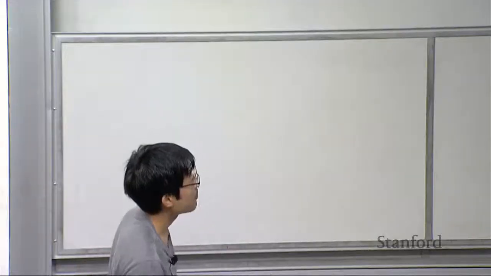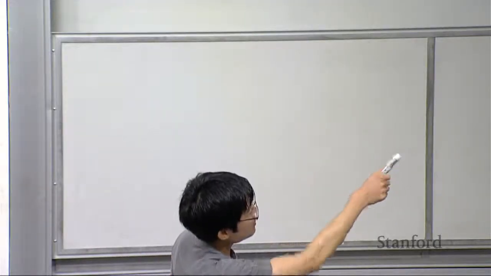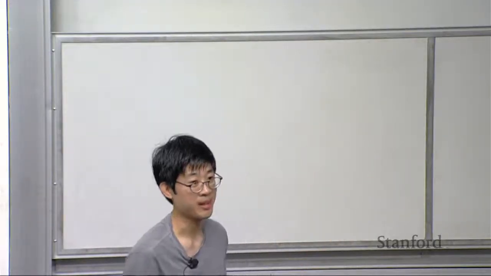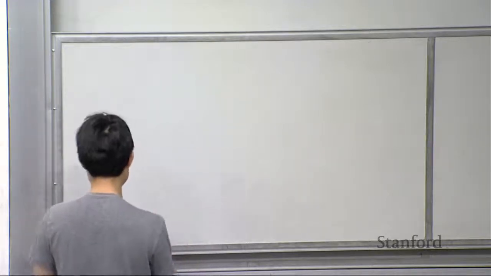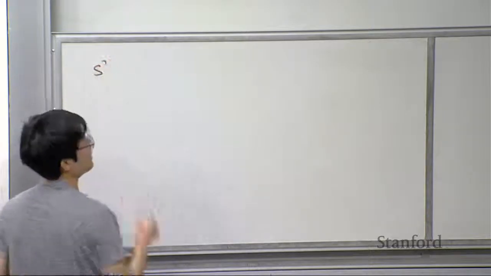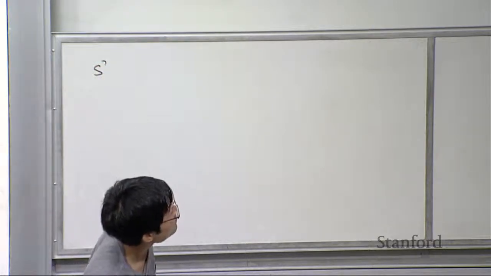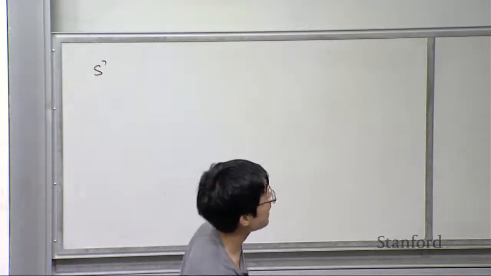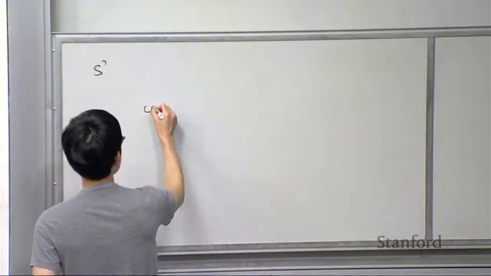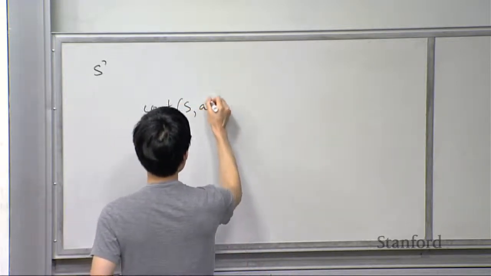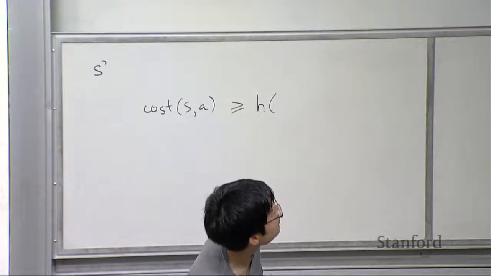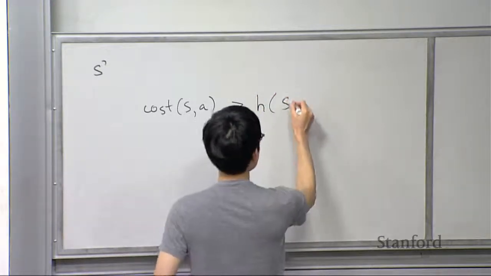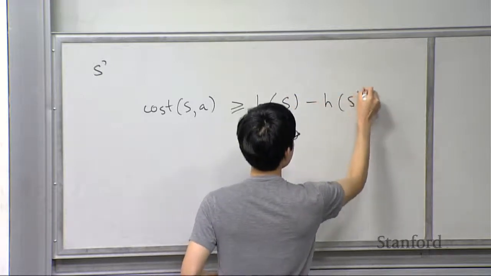So recall that successor(s, a) is the state that you get to after you take action a. So I'll just refer to that as s prime, the next state. OK, so you can also write this as the cost of (s, a) is greater than or equal to h of s minus h of s prime.